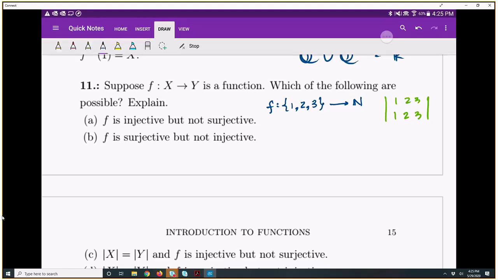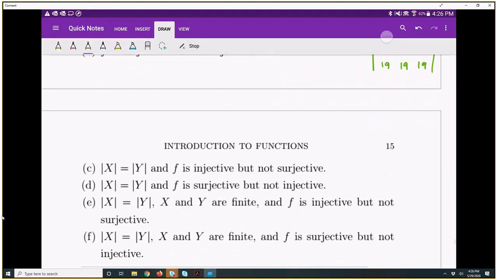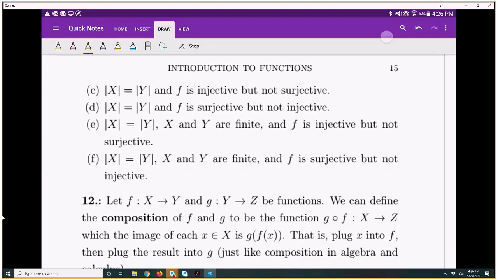What about surjective but not injective? We've also seen examples of this. So let's take the domain to be 1, 2, 3 and the codomain to be singleton 19. And I'm going to define my function 1 goes to 19, 2 goes to 19, and 3 goes to 19. Well, clearly I'm surjective because every element in the codomain has a preimage in the domain, but I'm not injective because I've got different elements in the domain mapping to the same element in the codomain.